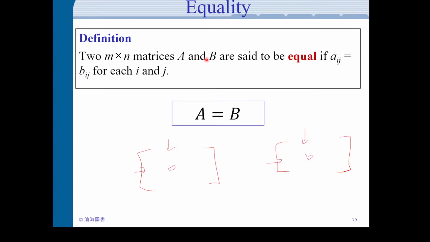And then we have equality of two matrices. Two matrices are equal if and only if all elements are equal. So all small a_ij are equal, and also this means their dimensions need to be equal.